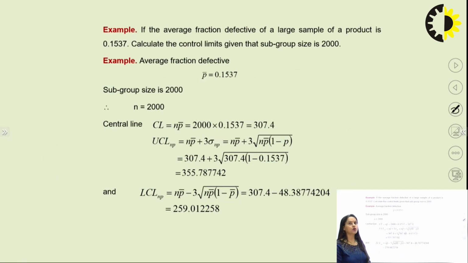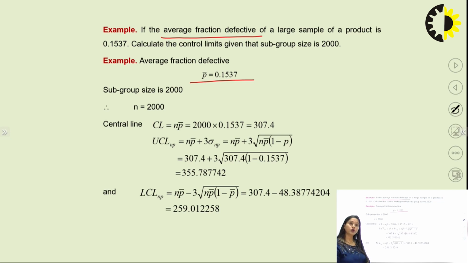I'll discuss one more question on the NP chart. In this question it was given that the average fraction defective of a large sample of a product is 0.1537. The average fraction defective is already given, so it means P bar is already given to us. Now they are saying to calculate the control limits given that the subgroup size is 2000.